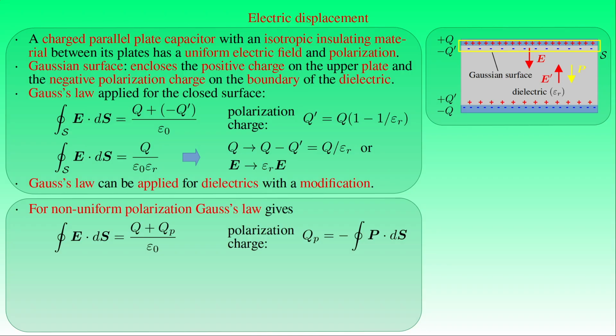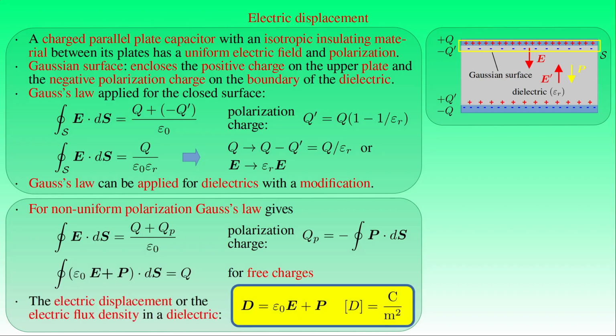If the Gaussian surface encloses this volume, then we can substitute this surface integral into Gauss's law, and we obtain the equation stating that the surface integral of the sum of the vacuum permittivity epsilon naught times the electric field strength E and the polarization P over the Gaussian surface is equal to the total amount of the free charges Q within the surface. Now we introduce the vector field of the electric displacement D of an insulating material by the sum of vacuum permittivity epsilon naught times the electric field strength E in the dielectric, and the polarization P of the dielectric.